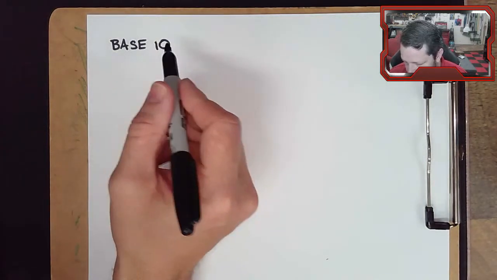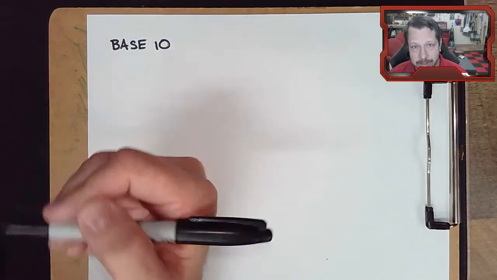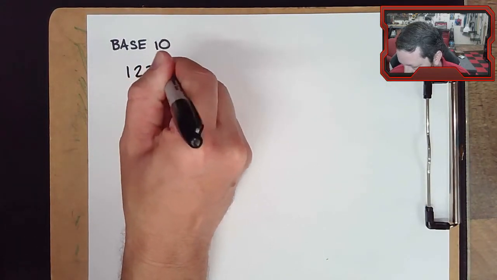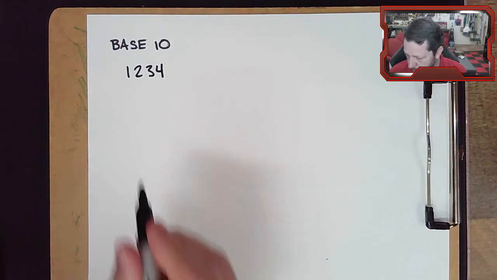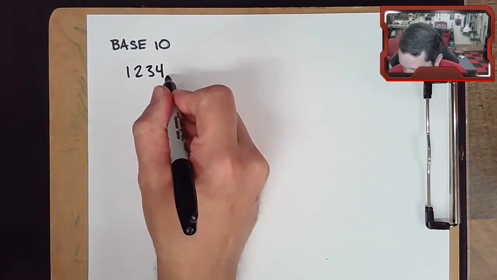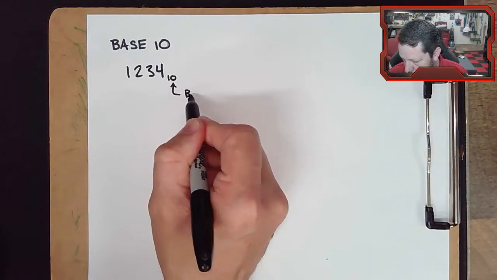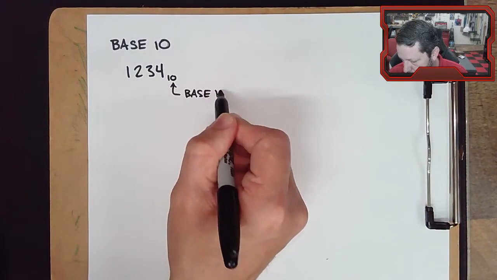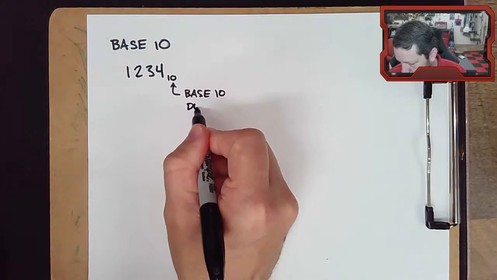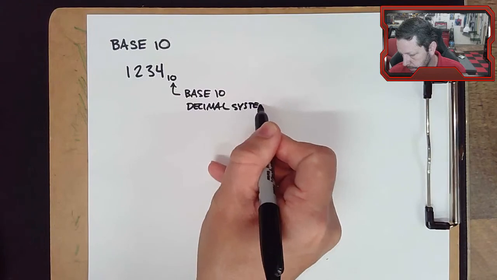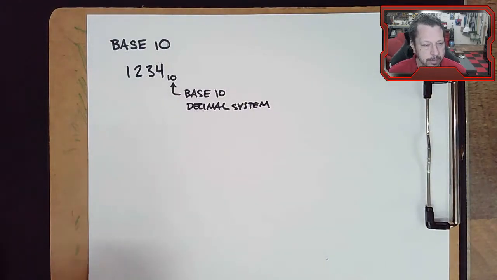And so to distinguish between if you're in base 10 or base 2 or whatever base you're in, let's say we have 1,234 and we want to show that that's in base 10. We put this little subscript down here, so that just shows that we're in base 10, the decimal system, that we all know about. No tricks there.